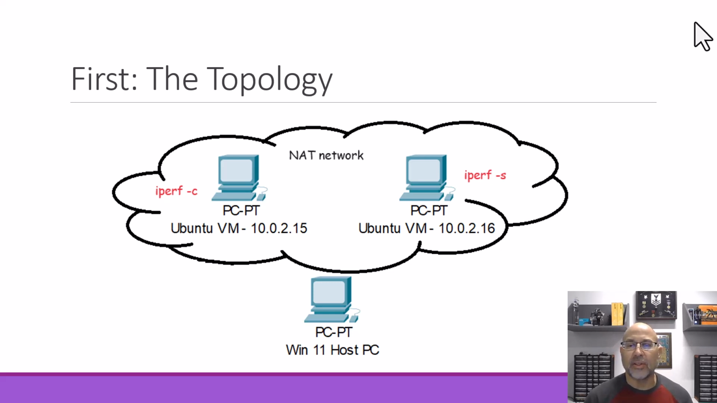And you can see that I've got the two IP addresses there, 10.0.2.15. That'll be our client. And then 10.0.2.16 will be our server. So that's kind of our topology.